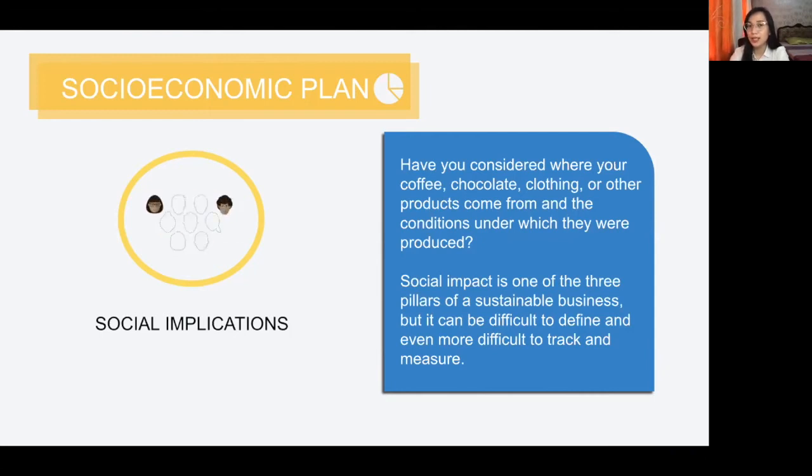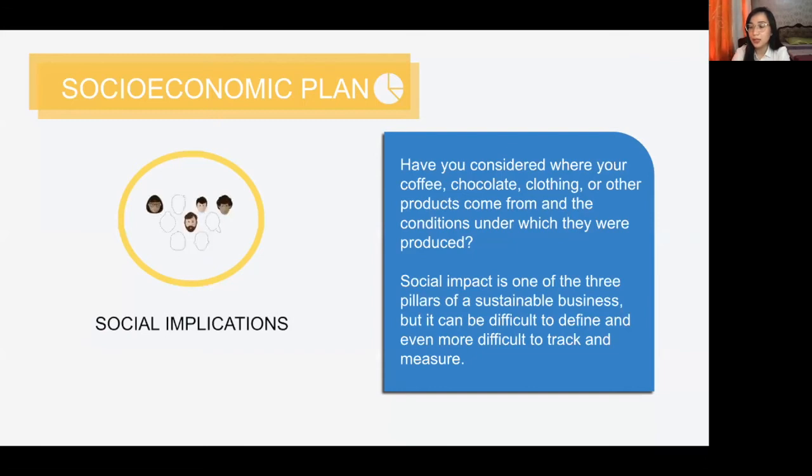So, understanding the socio-economic impact, the social implications that it could bring just because of the decisions that are made para lang makasave ka ng couple of pesos para dyan sa binibili mo, talaga maraming maaapektuhan. Okay? Social impact is one of the three pillars of sustainable business. But it can be very difficult to define and even more difficult to track and to measure. So a lot of enterprises are having a hard time.